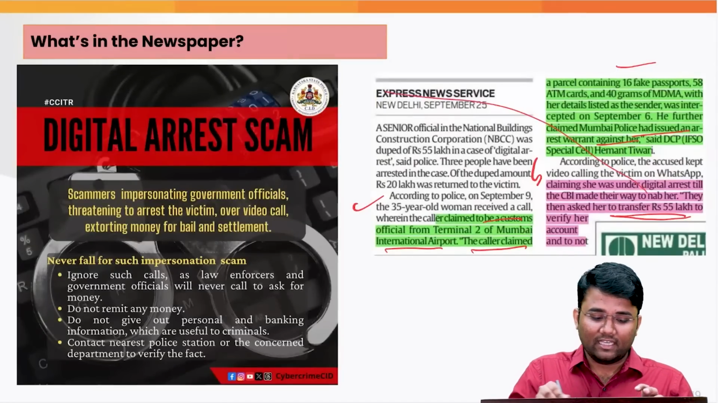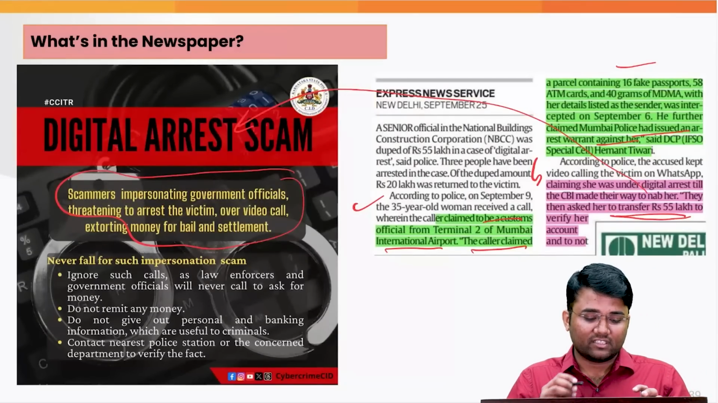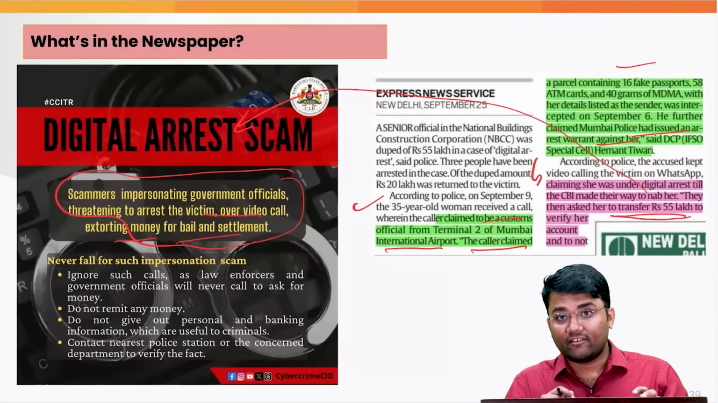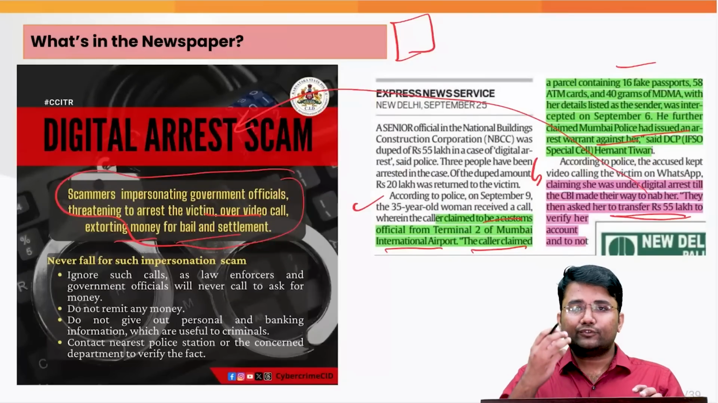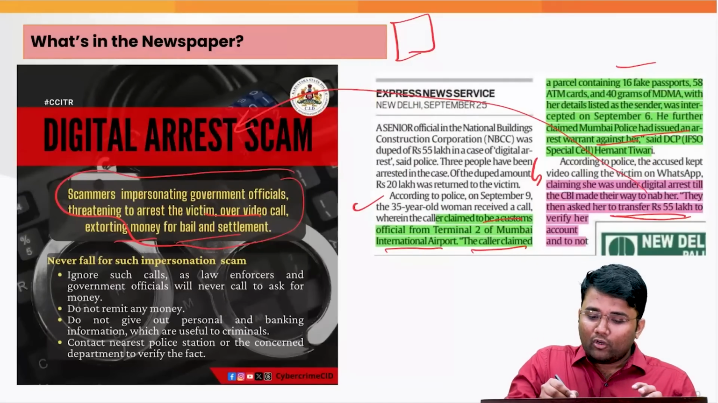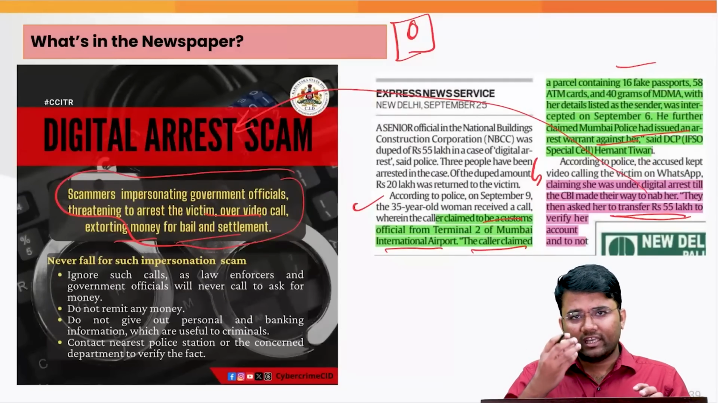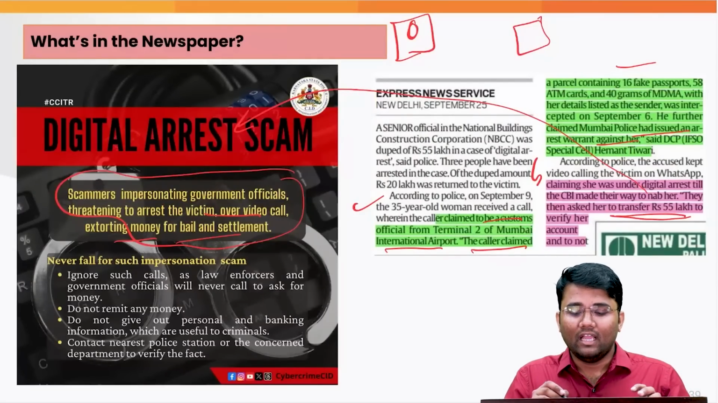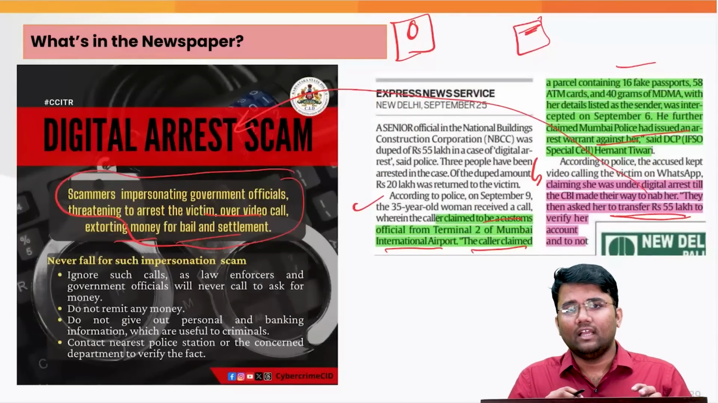So what is this digital arrest all about? Here, scammers impersonating a government official threaten to arrest the victim over video call, extorting money for bail and settlement. There have been several cases. For example, a video call will come, and on the video call, through the use of AI, an officer will talk to you and tell you brief details about you: your name is this, your Aadhaar card is this, and a parcel has been found in your name, and this parcel contains various illegal items like narcotics, drugs, etc.